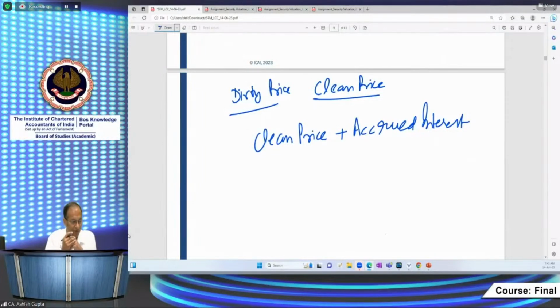Clean price plus accrued interest. It is more important. Clean price plus accrued interest. So it is another concept. Now next we are discussing the yield measures.